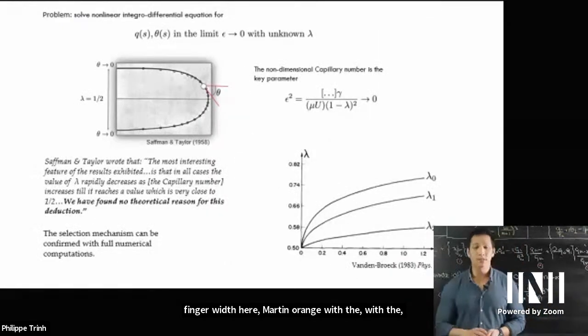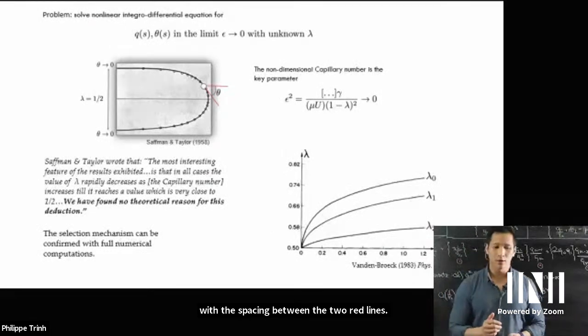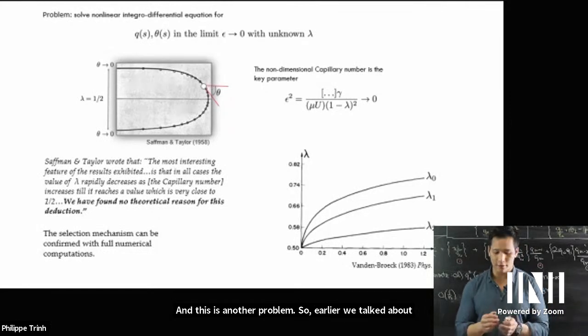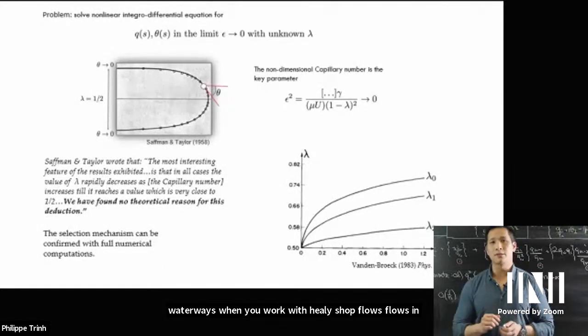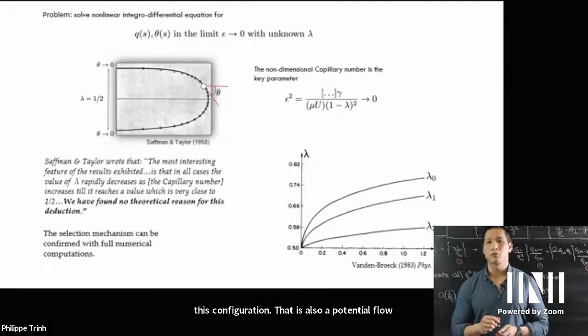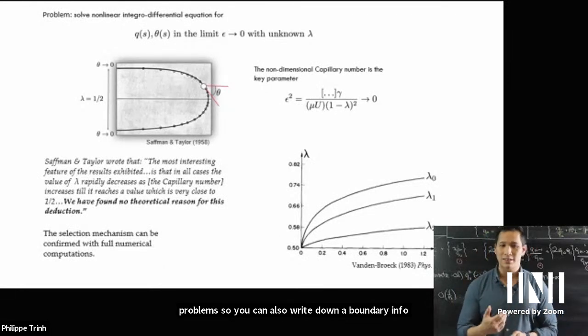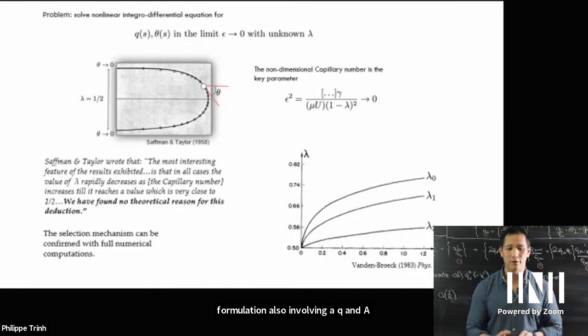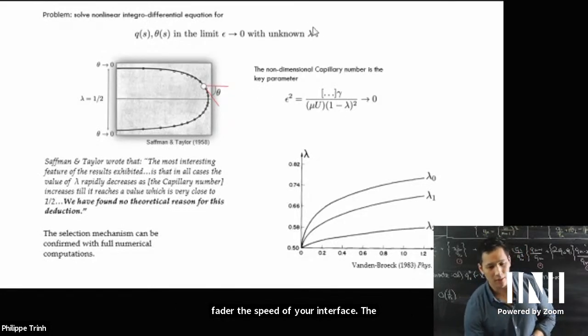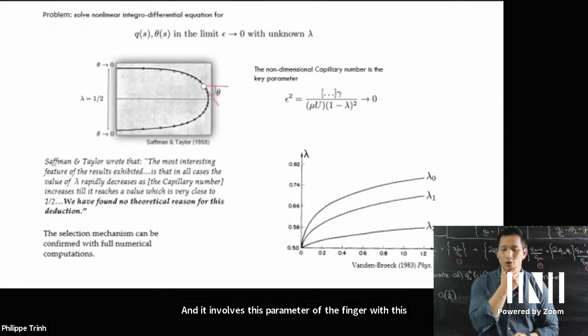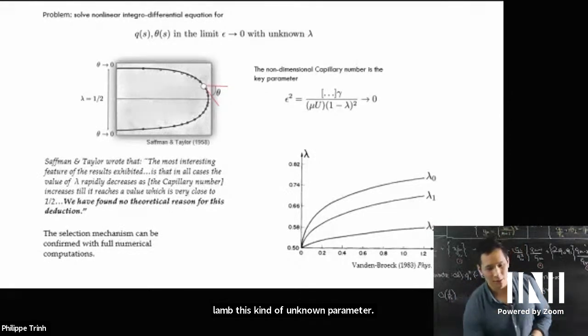And this is another problem. So earlier we talked about waterways. When you work with Hele-Shaw flows, flows in this configuration, that is also a potential flow problem. So you can also write down a boundary integral formulation, also involving a q and a theta, the speed of your interface, the angle of your interface is theta. And it involves this parameter of the finger width, this lambda, this kind of unknown parameter. And you can develop approximations in the limit that this capillary number tends to 0.